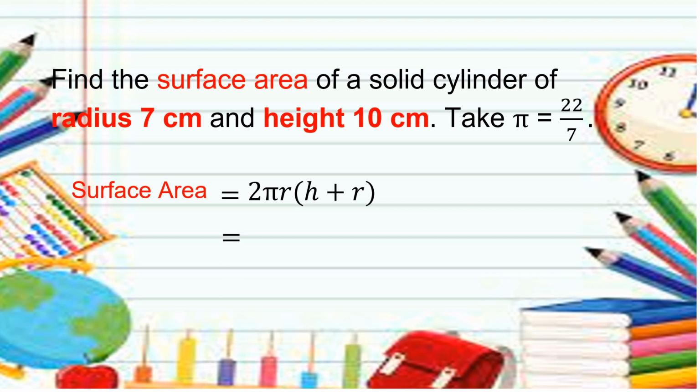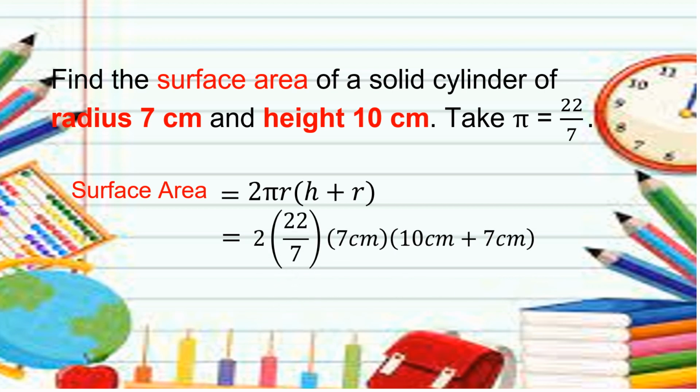Then we are going to substitute the value of your radius, which is equal to 7 centimeters, your height, which is equal to 10 centimeters, and your pi, which is equal to 22/7. So the result would be 2 times 22/7 times 7 centimeters times (10 centimeters plus 7 centimeters). Simplifying further, we can cancel 7 and 7. And the result would be 2 times 22 centimeters times 17 centimeters, because 10 centimeters plus 7 centimeters is equal to 17 centimeters.